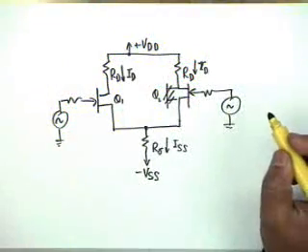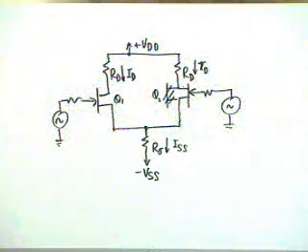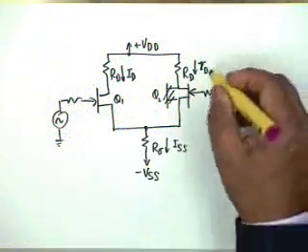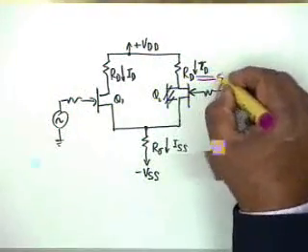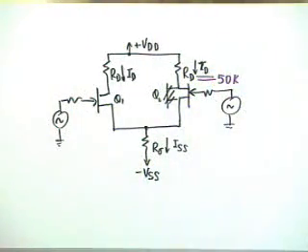Now the problem says that RD is given as 50K. Obviously, it is not an IC, it is a discrete design. RD is 50K.